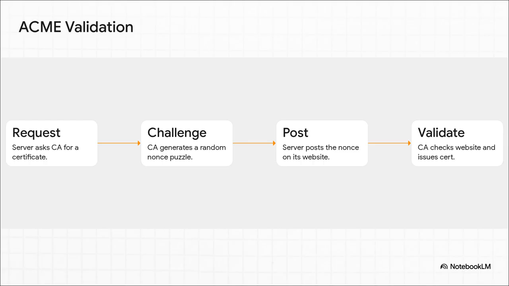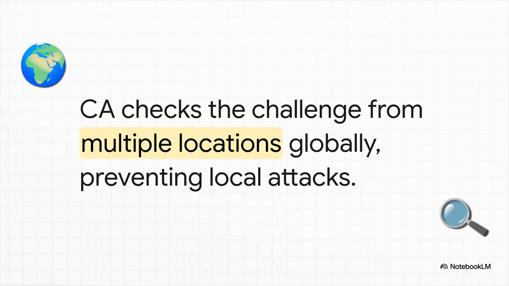When a server wants a certificate from a modern CA, like Let's Encrypt, the CA essentially issues a challenge. It generates a totally random string of numbers and letters called a nonce and tells the server, okay, if you really own this website, post this exact random puzzle piece on your webpage. The CA then goes to that URL. If it sees the puzzle piece displayed, it knows for a fact the server controls the domain and boom, it hands over the certificate. But, attackers are clever.